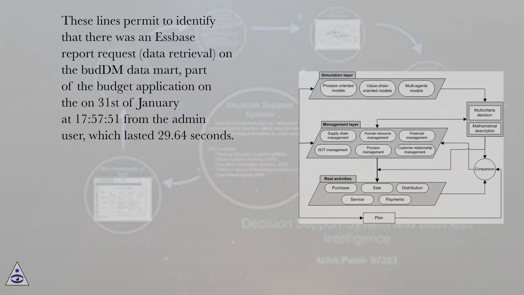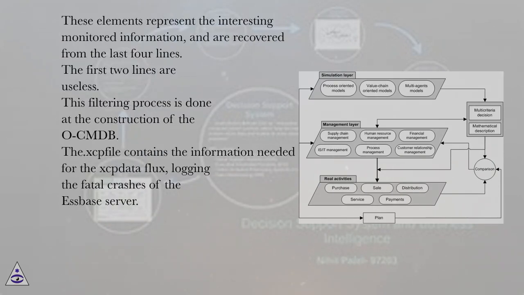These lines permit us to identify that there was an Essbase report request, a data retrieval, on the Boom data mart, part of the budget application, on 31st of January at 17:57 and 51 seconds from the admin user, which lasted 29.64 seconds. These elements represent the interesting monitored information, and are recovered from the last 4 lines. The first 2 lines are useless. This filtering process is done at the construction of the CMDB.